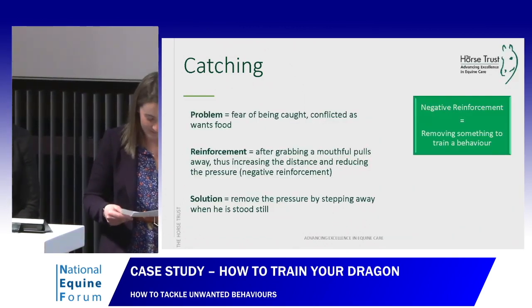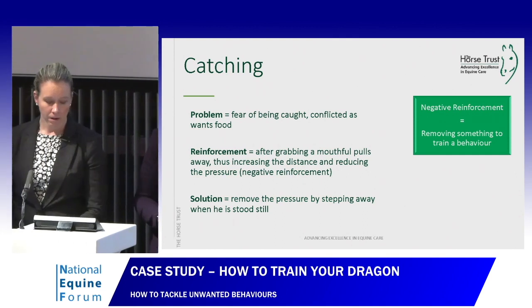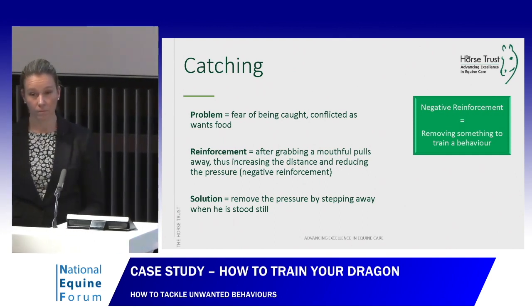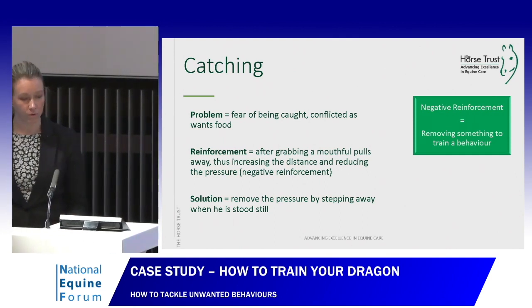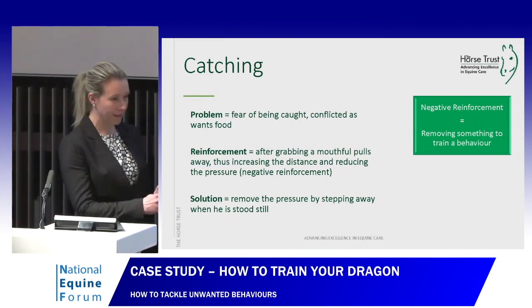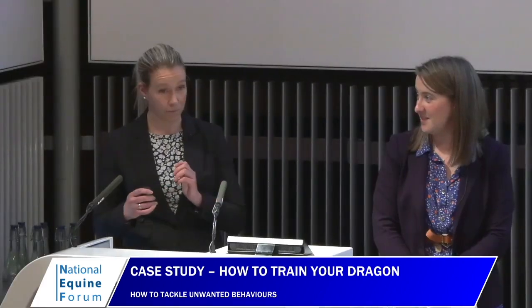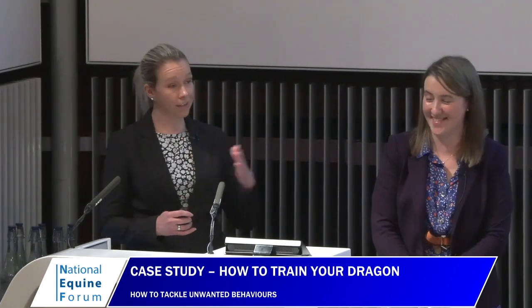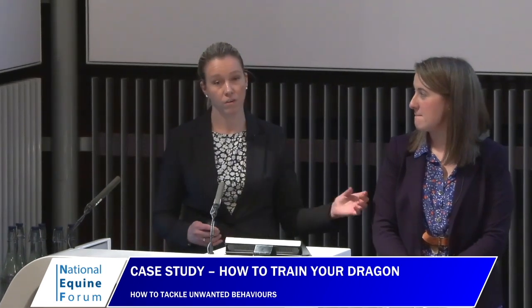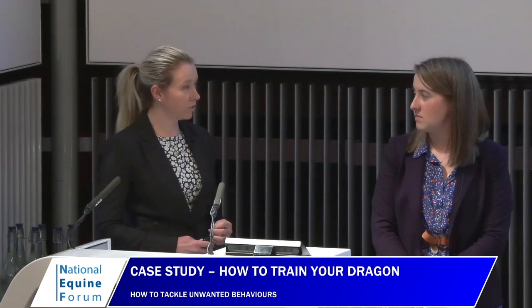So from a behaviourist point of view, this is actually really simple to fix. The problem is fear of being caught. He's conflicted because he wants the food. But what happens is he comes up to Hannah, he gets the food, and then he steps away again, usually at speed. So that's increasing the distance. So that's negative reinforcement, removal of pressure. So I just did the opposite.